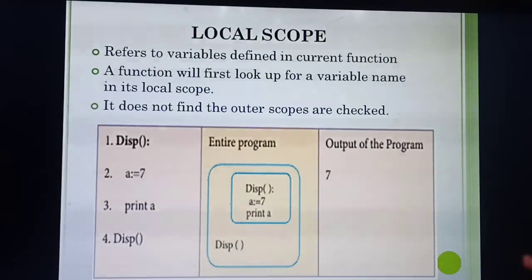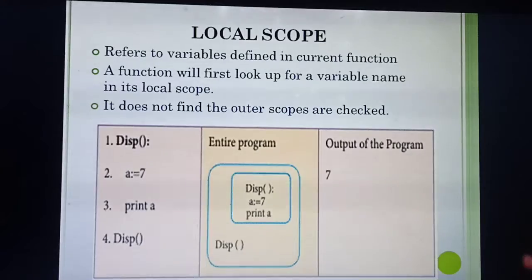Okay, so what's the interpreter? First, the interpreter always looks for a variable name. If the variable name is not there inside the function, only then will it go to the outer scope. Understood? You have studied 3 points.